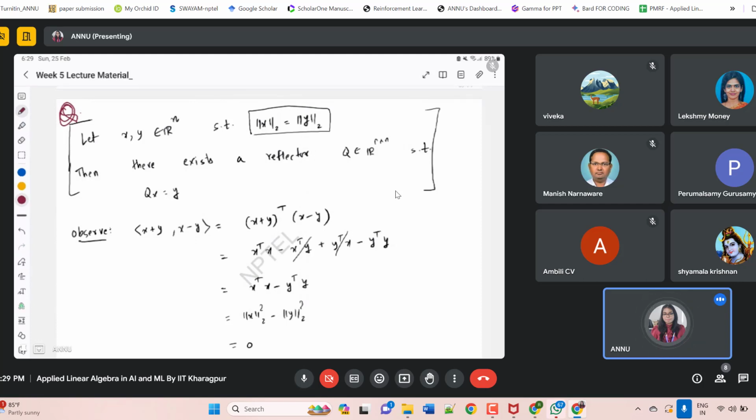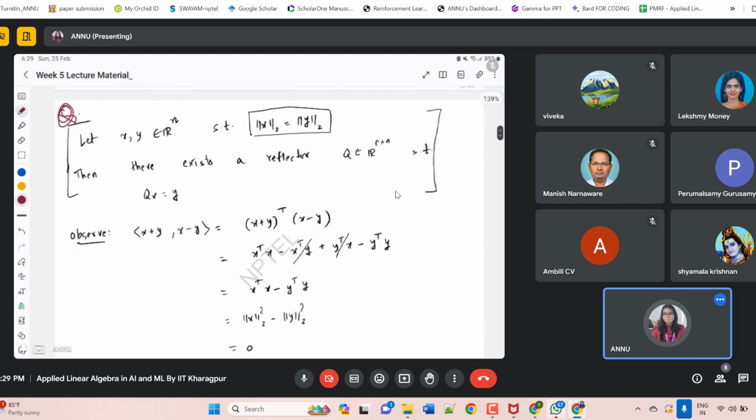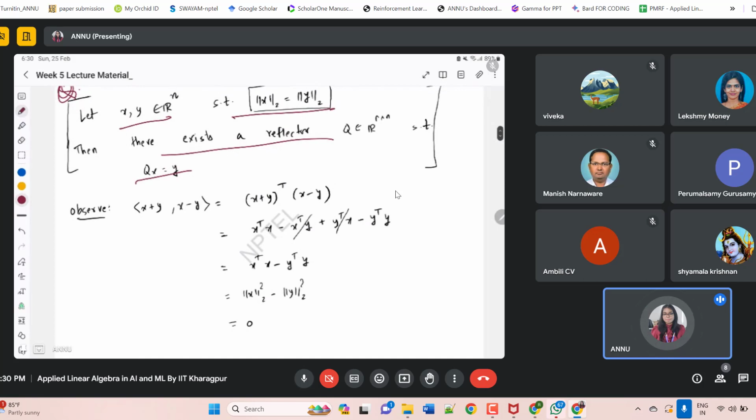So how to observe this particular thing? You have this x and y; this is the norm of x and this is the norm of y. Suppose two vectors are there. Later we will see this through the circle. You have these two vectors such that the norm of x is equal to the norm of y, so the norms of the two vectors are the same. Then there exists a reflector, and you have to identify what Q is. We have to observe x plus y and x minus y. Let's say you find this inner product, what is the inner product?